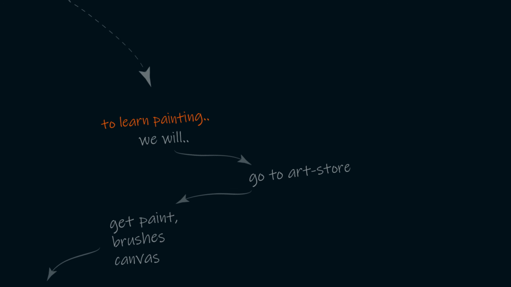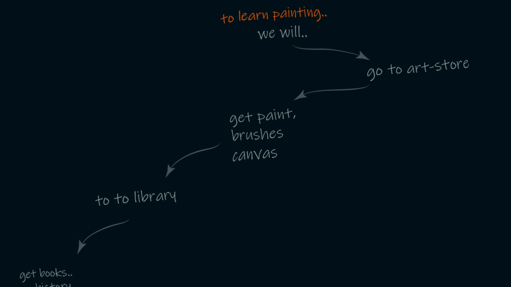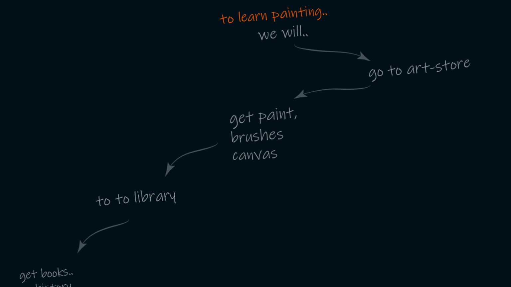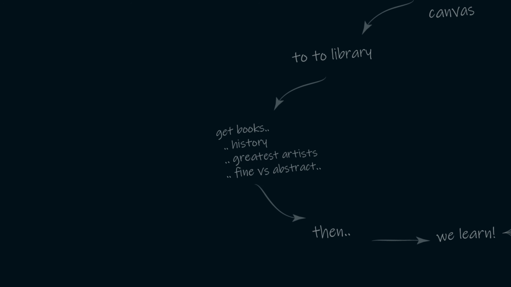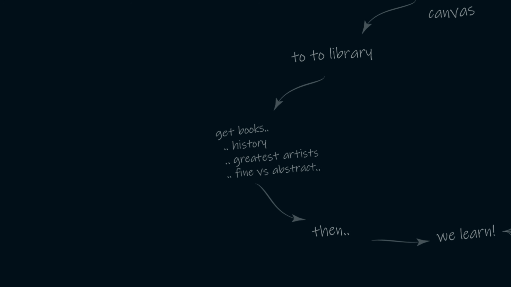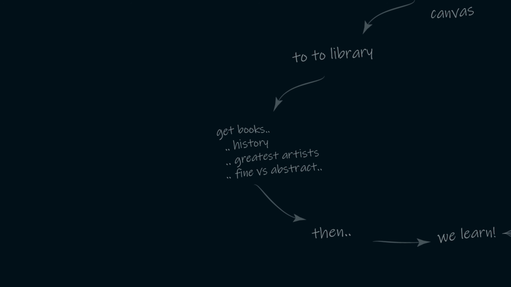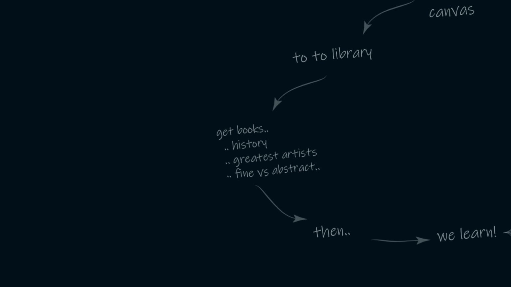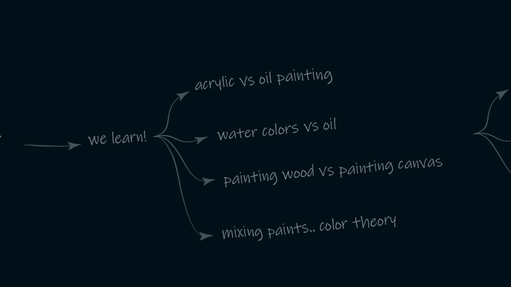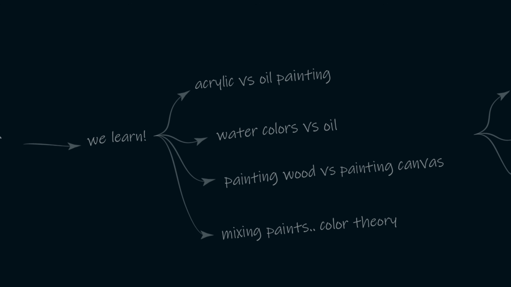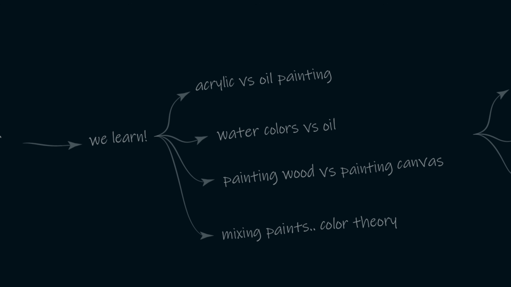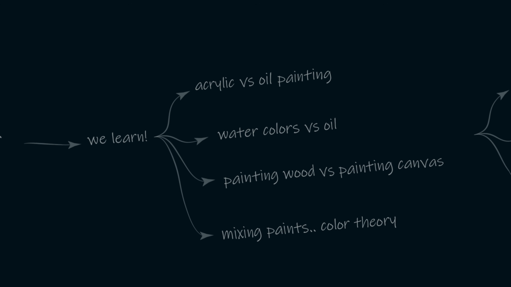The first, we can go to the art store to buy some supplies. We'll get some paint, brushes, and a few canvases. Then, we'll go to the library to check out some books. We'll get books on painting history, the types of paintbrushes, the greatest artists, and then one on fine painting versus abstract painting. Then we'll start learning. We'll compare acrylic paint to oil painting, why we'd use watercolors versus oil paints, and why painting on wood is different than painting on a canvas.